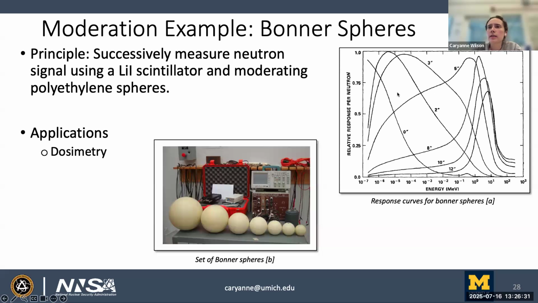This plot shows the relative response per neutron depending on the moderator thickness. Obviously, when there's no moderator, the lithium iodide scintillator, which is based on the lithium reactions, has the highest relative response to thermal neutrons. But when you add 8, 10, 12 inches, you can see it peak between 1 and 10 MeV, making it much more efficient with fast neutrons. A lot of times this is used in dosimetry. Just want to mention that.